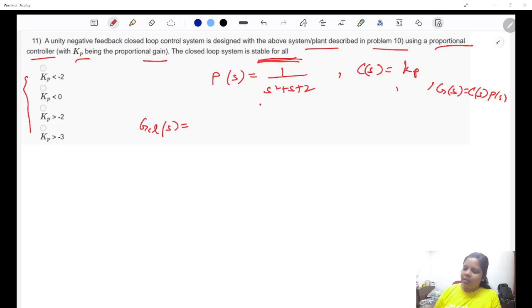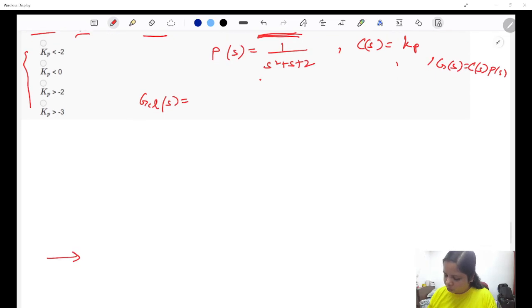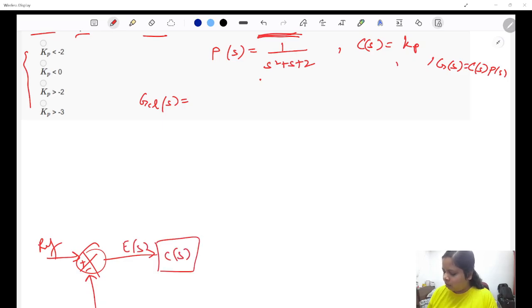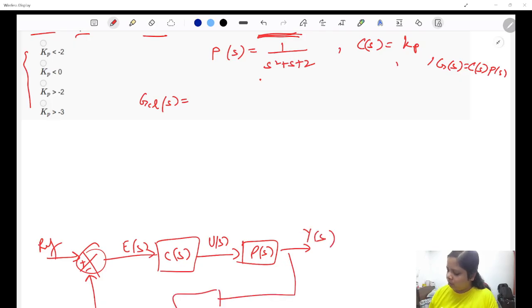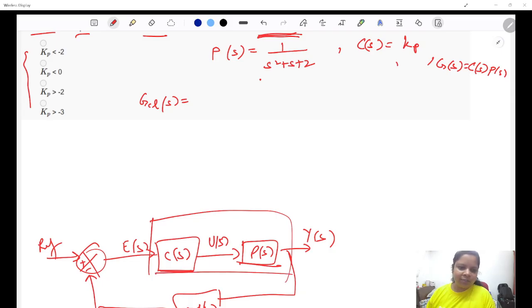The open loop transfer function in the, I hope I am making things clear. If it is unclear, let me know. So you know this, right? This is your reference input and this is your error, which is over here. From here you have a controller, then you have an input coming out. Here you have the plant transfer function and then you have YS coming out. YS goes back, it goes to HS and HS brings out the response. So from here you can see CS into PS. This forms the open loop transfer function, which is given by GS.